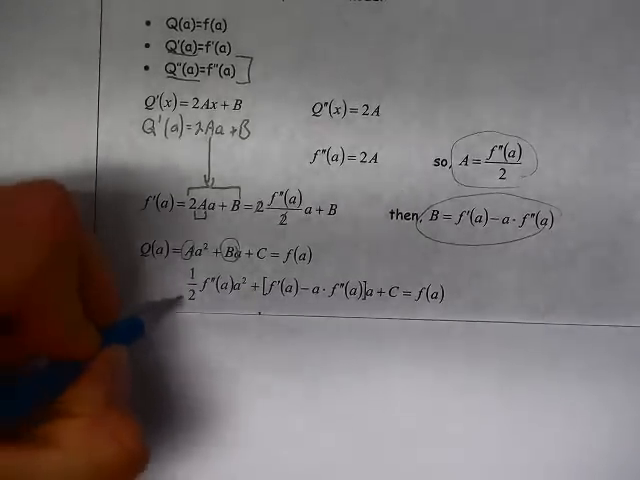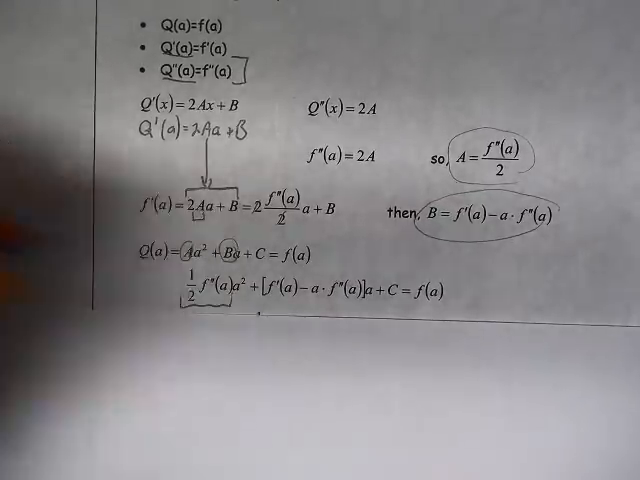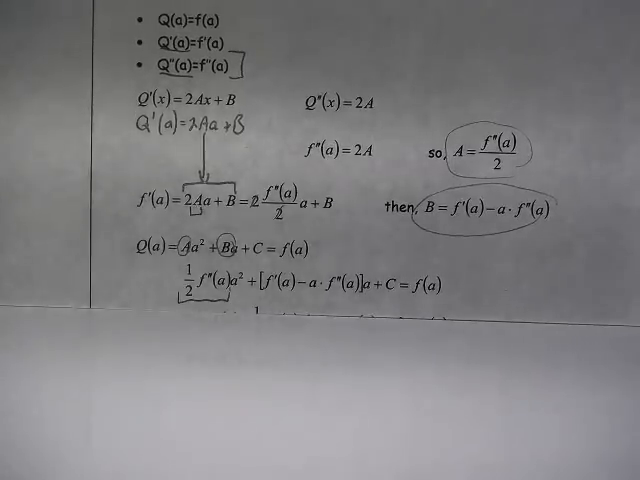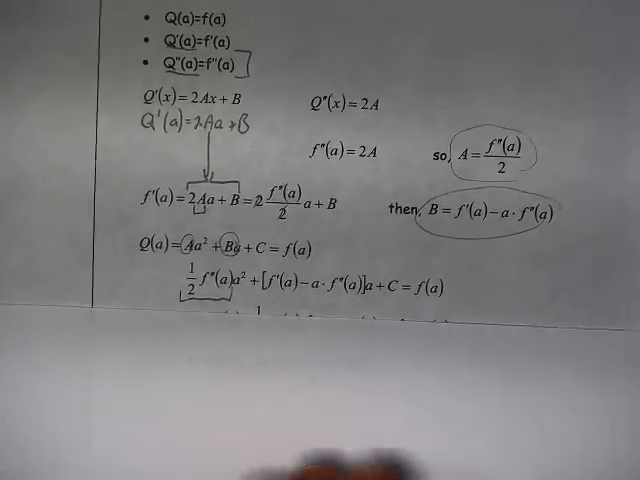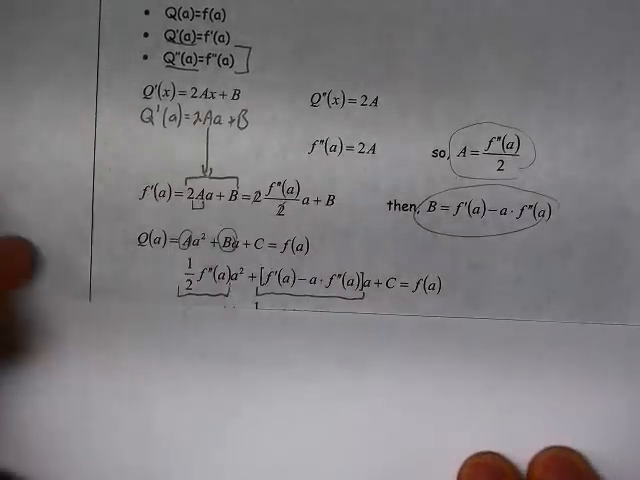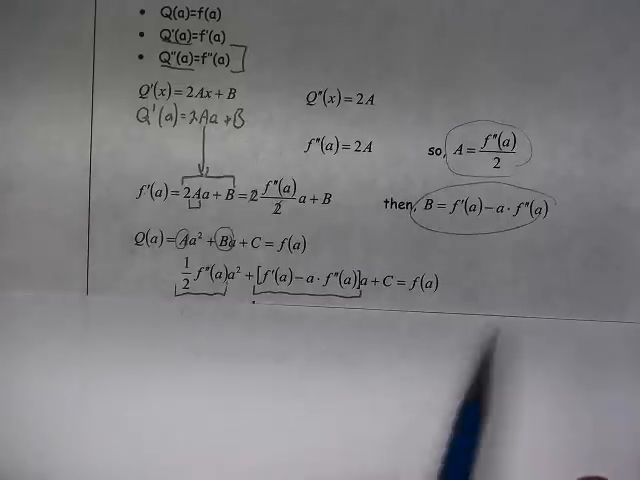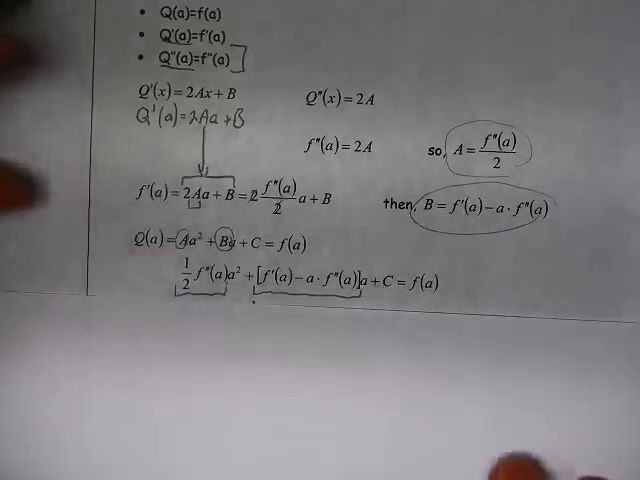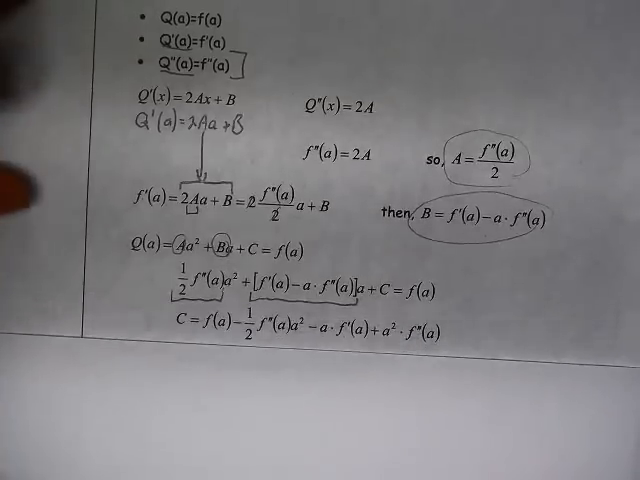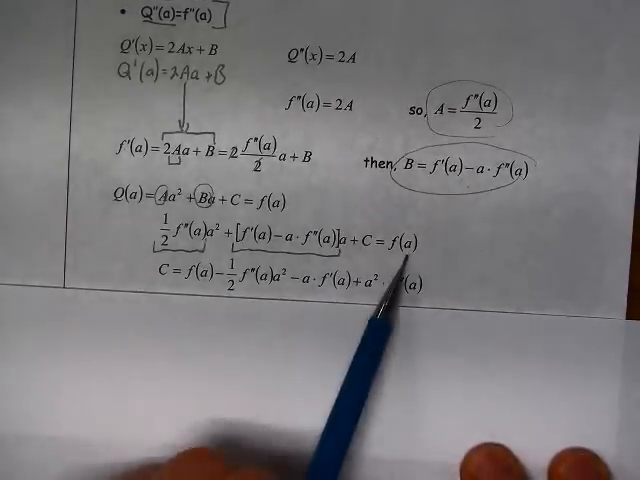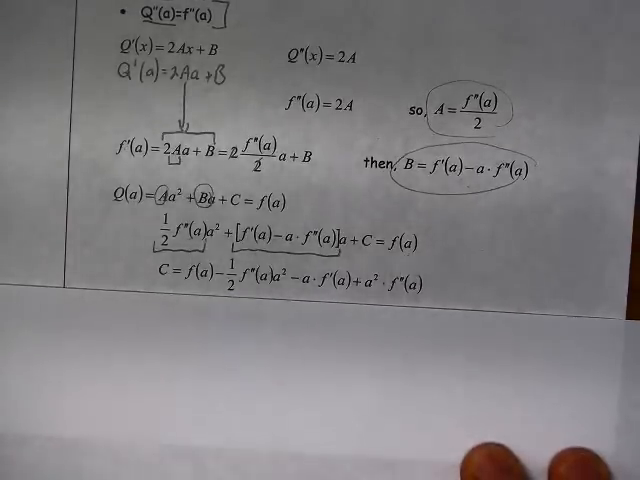So here is my capital A that I found up here. Here is my capital B that I found up here, plus C equals f of A. Now I can take that and solve all of that for C. So I have f of a over here. I subtract this term and this term.